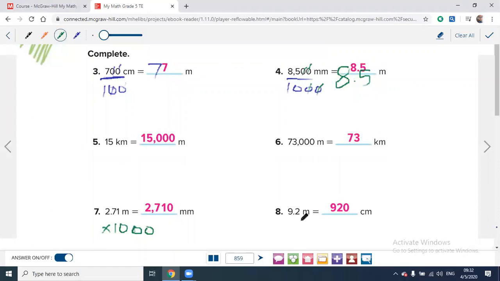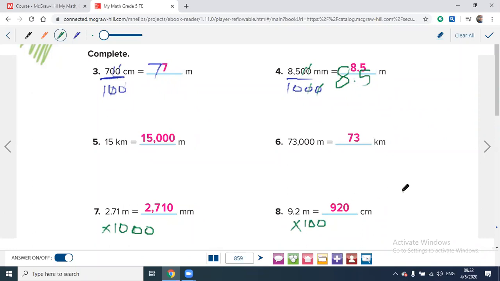In number 8, I have to multiply by what? Meter to centimeter, multiply by what? Multiply by 100. So the answer will be 920.